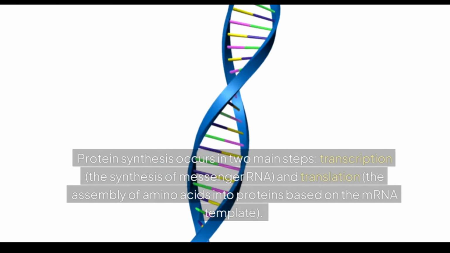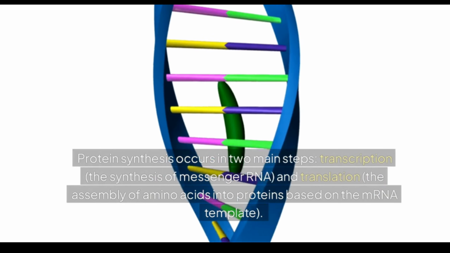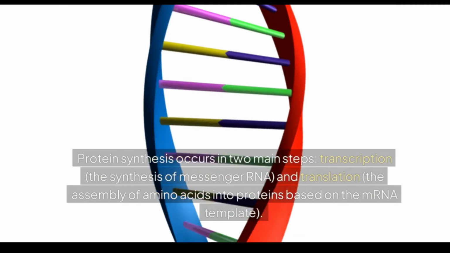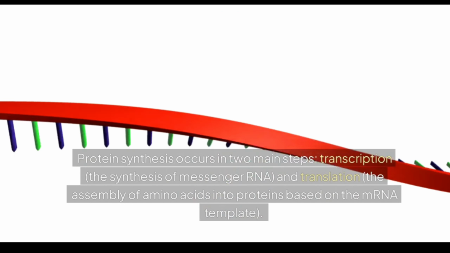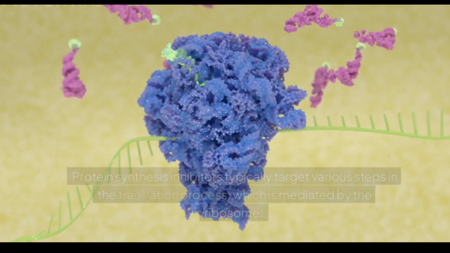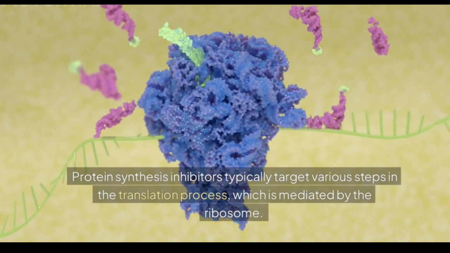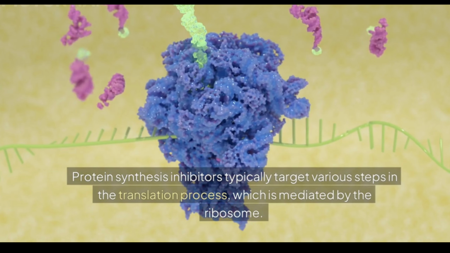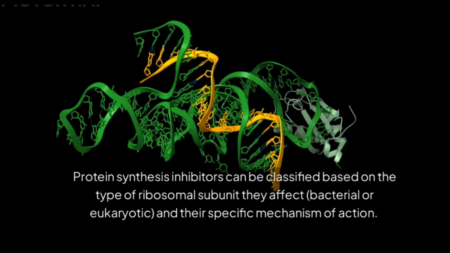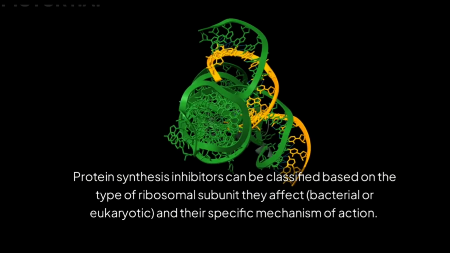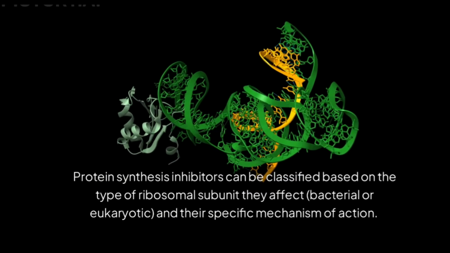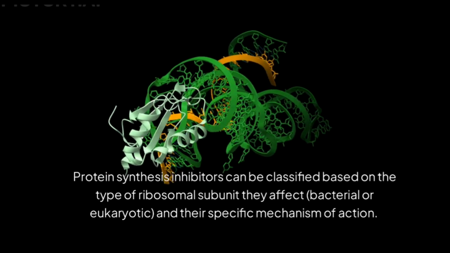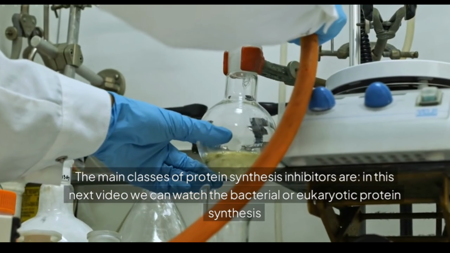Protein synthesis occurs in two main steps: transcription, the synthesis of messenger RNA, and translation, the assembly of amino acids into proteins based on the mRNA template. Protein synthesis inhibitors typically target various steps in the translation process, which is mediated by the ribosome. Protein synthesis inhibitors can be classified based on the type of ribosomal subunit they affect, bacterial or eukaryotic, and their specific mechanism of action. The main classes of protein synthesis inhibitors are.